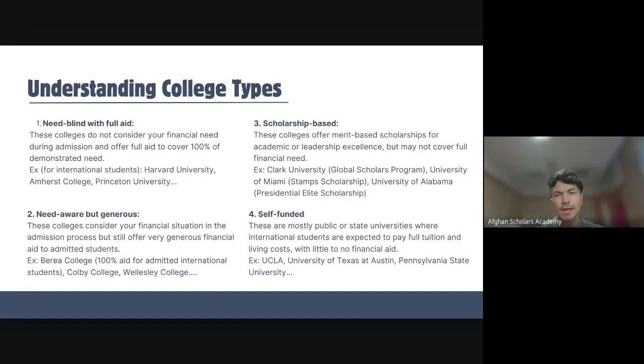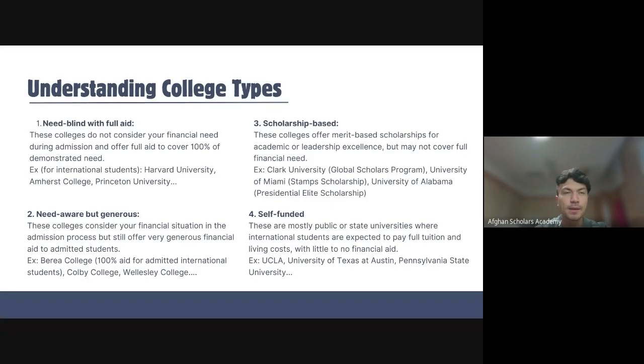And some universities are self-funded. You have to pay for your own expenses, and these are mostly public or state universities. International students are also sometimes expected to pay the full tuition, and some of them offer some scholarships, but I couldn't find any. For example, UCLA. I've seen some students studying at those universities with full scholarships as well, but it's very rare to get scholarships from those universities.